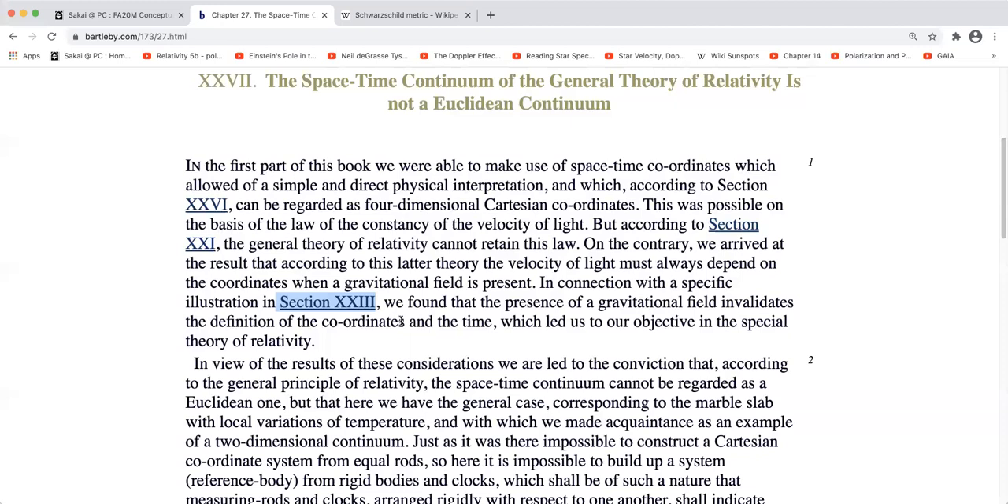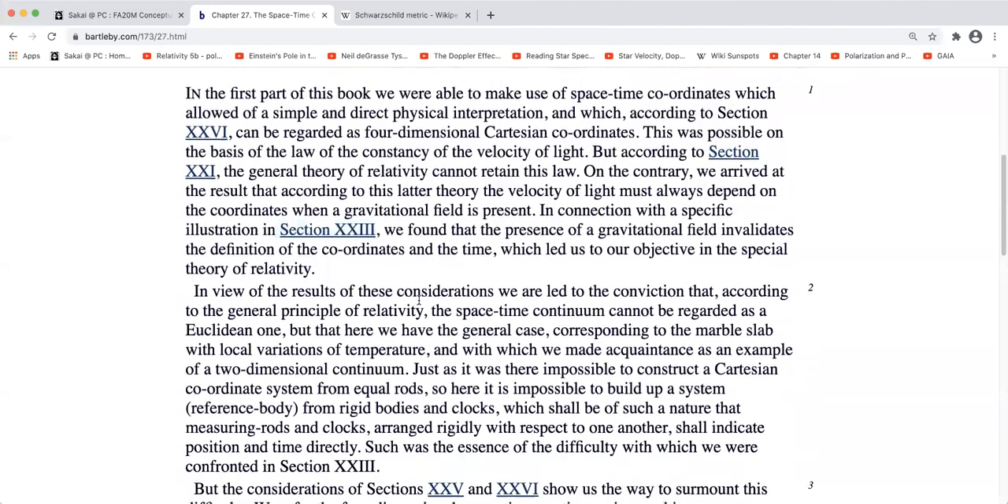Any questions about that? And he says in the next paragraph, in view of the results of these considerations, we are led to the conviction that according to the general principle of relativity, the space-time continuum cannot be regarded as a Euclidean one. Okay? In other words, there's curvature, hence explaining the warping of time and space.